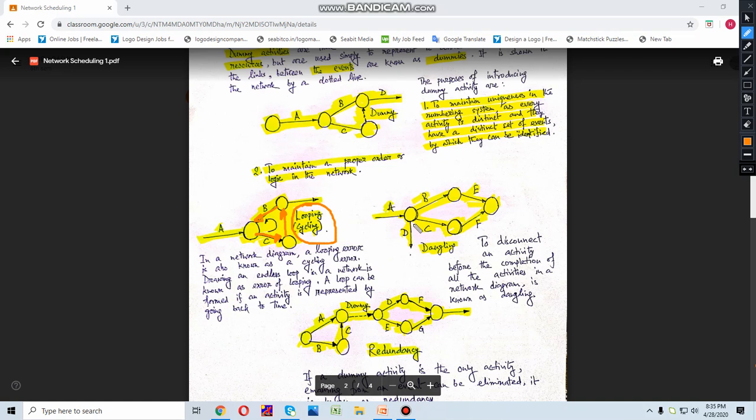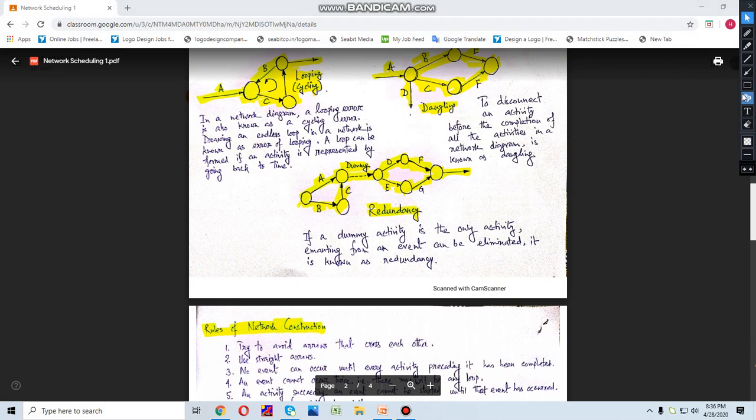Okay, now you will find an activity which is left out without being connected with a certain event. This type of error is called dangling. It means you will find an activity where there is no finishing event, so it is left off the network. And there is another thing which we call redundancy. Okay, so let us move on to that.